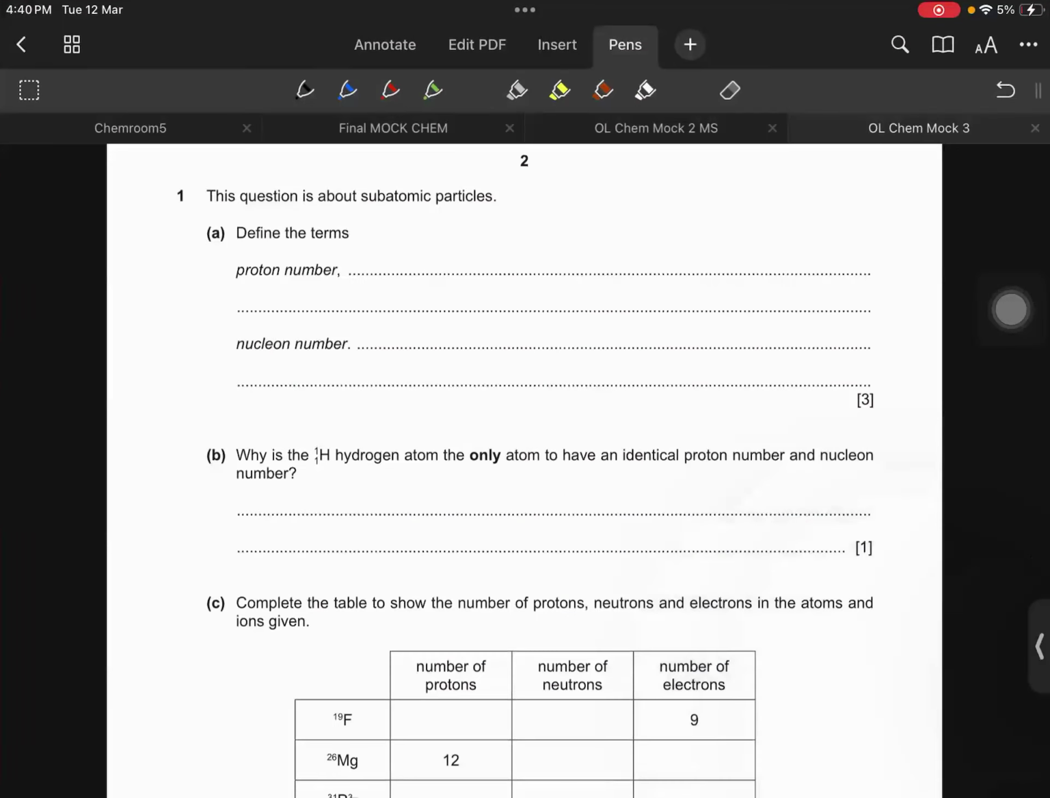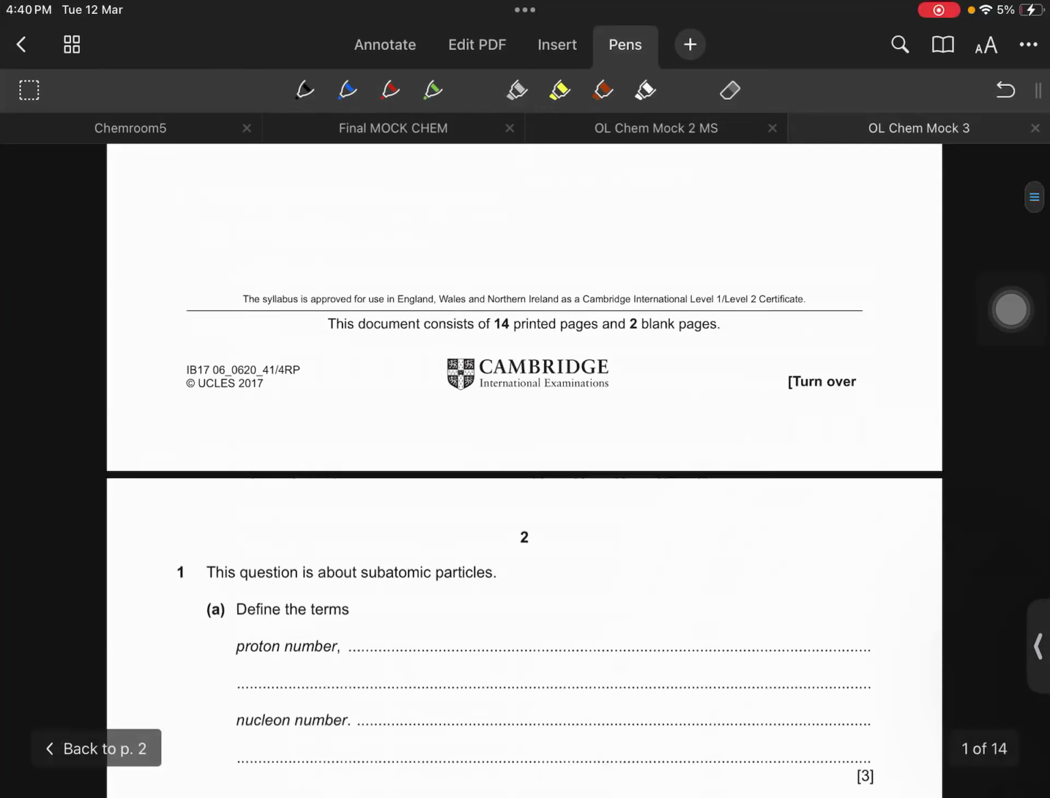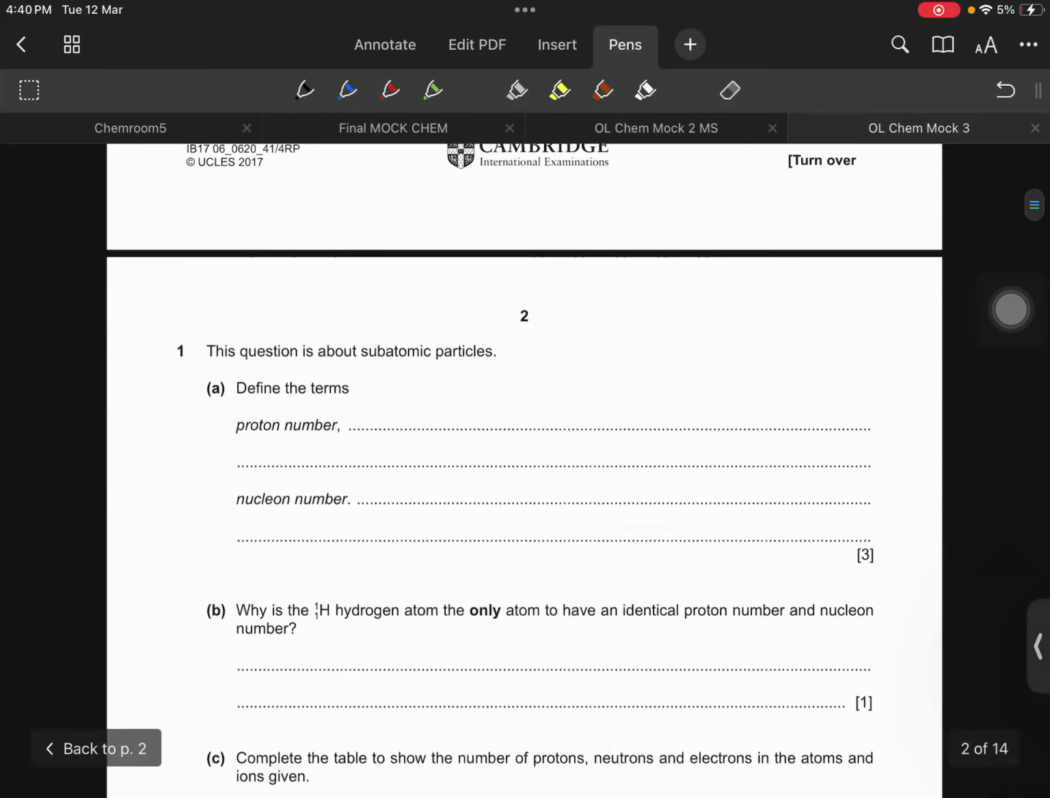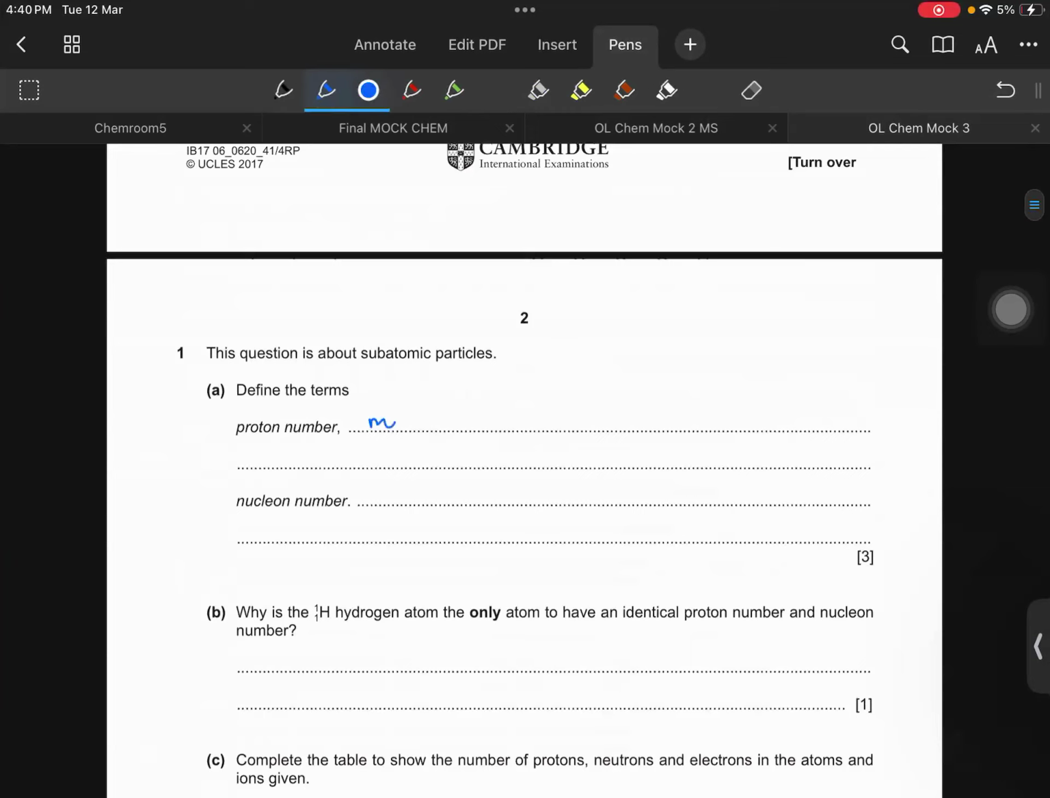For the first part, define the terms. Proton number, nucleon number. The number of protons in an atom. And what about the second one? Total number of protons and neutrons in one atom.